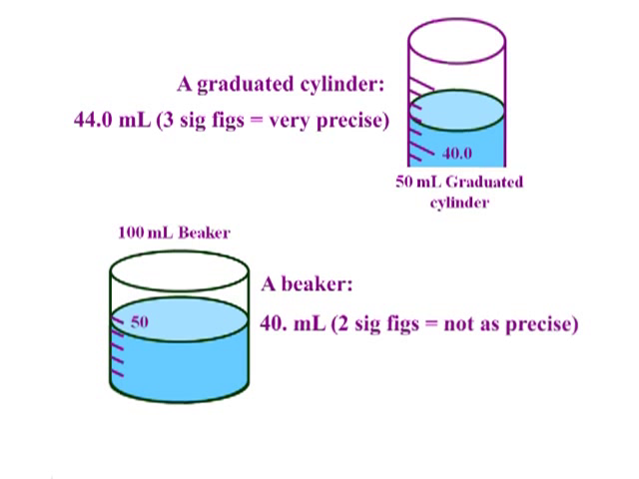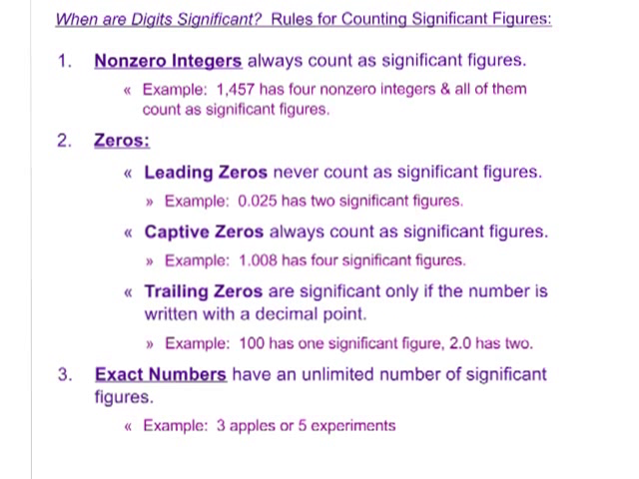And we're going to talk momentarily now about how you determine the number of significant figures that you're looking at here. Right here, this decimal point indicates that we only have 2 significant figures, and let's talk about how we know that. So when are digits significant? Rules for counting significant figures are as follows. We're going to talk about 3 rules.